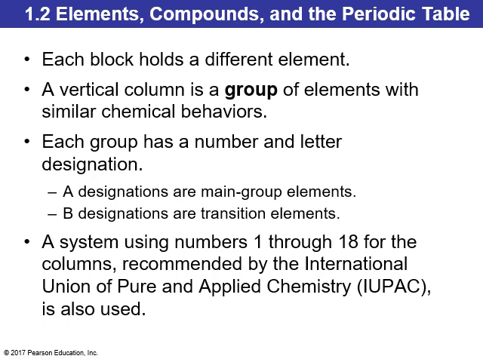So each group or each column has a letter and number designation. So the A designations are our main group elements. Those are 1 through 8, so it would be 1A, 2A, 3A, 4A, 5A, 6A, 7A, 8A, and then our B designations are for the transition elements. So for the most part, you can ignore the B designations for the purposes of this course.